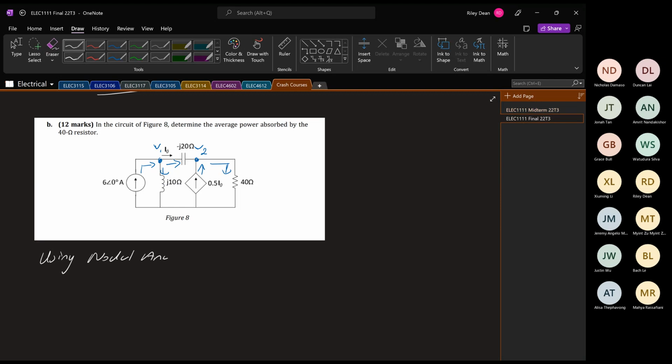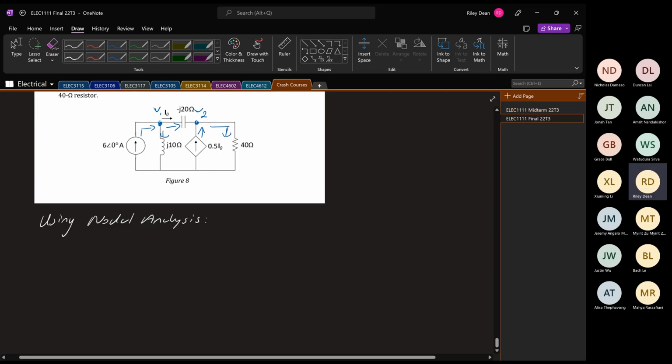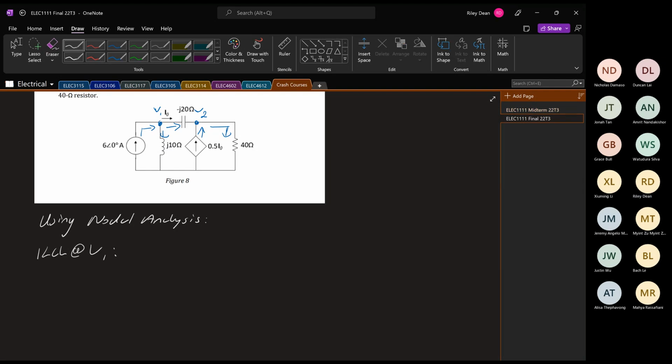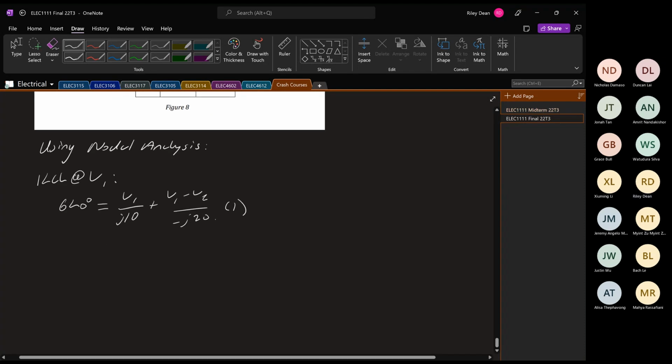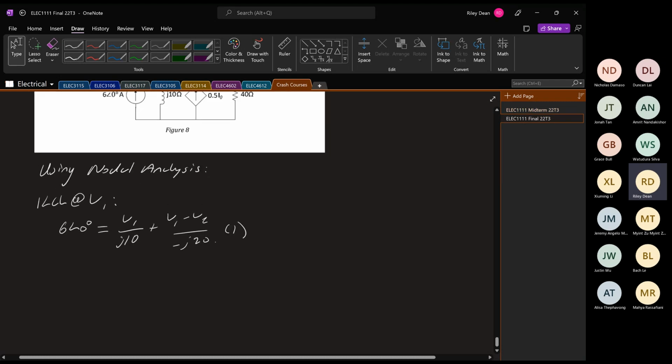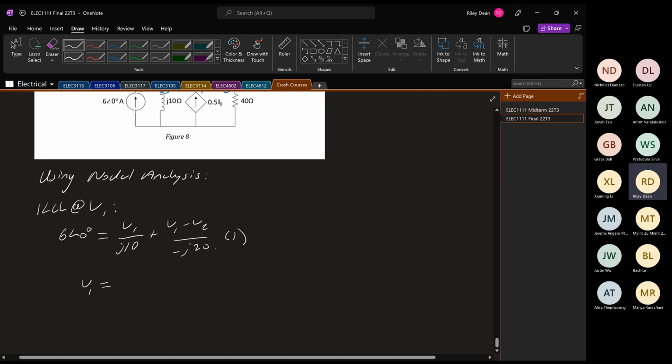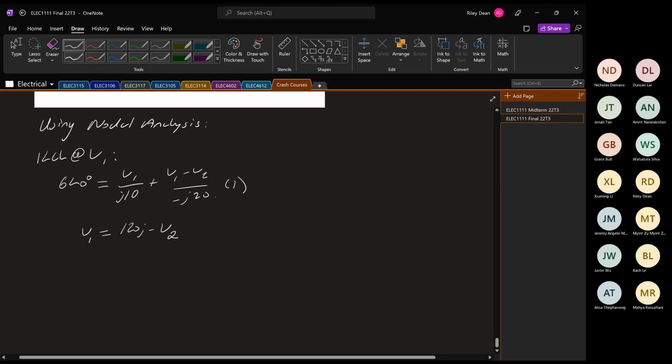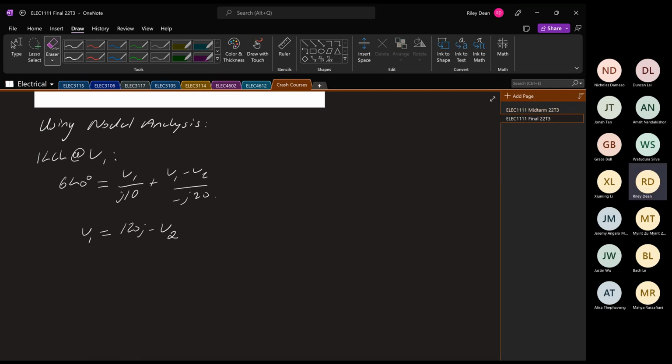So, using nodal analysis, at V1 we get 6 angle 0 is equal to V1 over j10 plus V1 minus V2 over minus j20. This can actually be rearranged, so we get V1 equals 120j minus V2. And that will be the equation we are after.